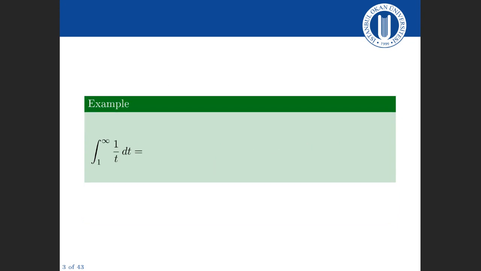Another example. Find the integral from 1 to infinity of 1 over t dt. What this really means is the limit as capital R tends to infinity of the integral from 1 to capital R, 1 over t dt. And we know how to do this. We can find that this limit, or this integral, is equal to infinity. All of this should be revision for you from first year calculus.